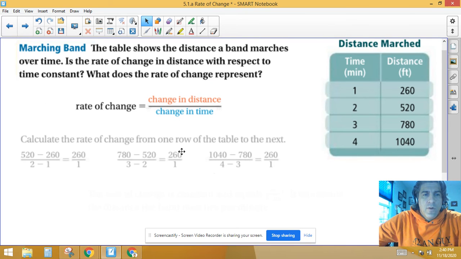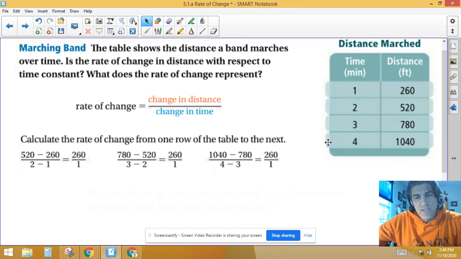All right. Now, what we want to do is calculate each change like we did on the previous slide. Obviously, I'm speeding up the process a little bit. We want to do our 520 minus 260, which gives us 260, and then 2 minus 1, which gives us 1. You see them all. I'm subtracting the difference in the distance each time and the difference in the time. And each time, it simplifies down to 260 over 1, 260 over 1, 260 over 1.